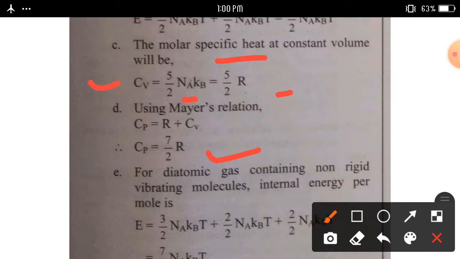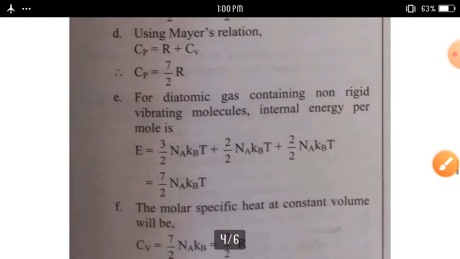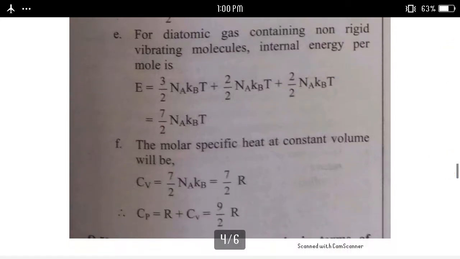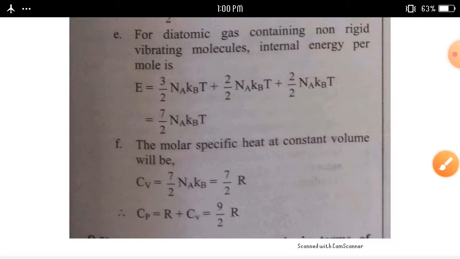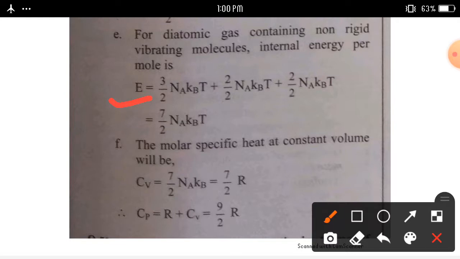Then for diatomic gas containing non-rigid vibrating molecules, internal energy per mole is E is equal to 3 by 2 Na kB T plus 2 by 2 Na kB T, and another one 2 by 2 Na kB T.